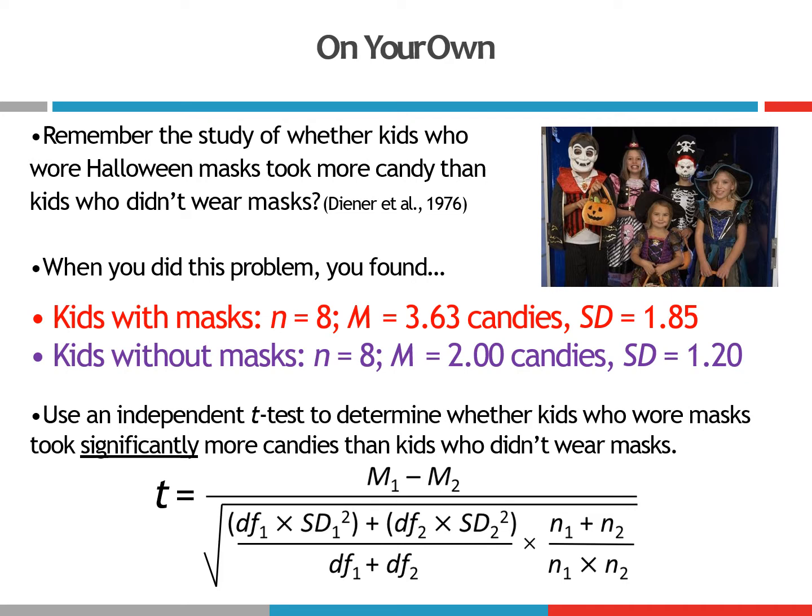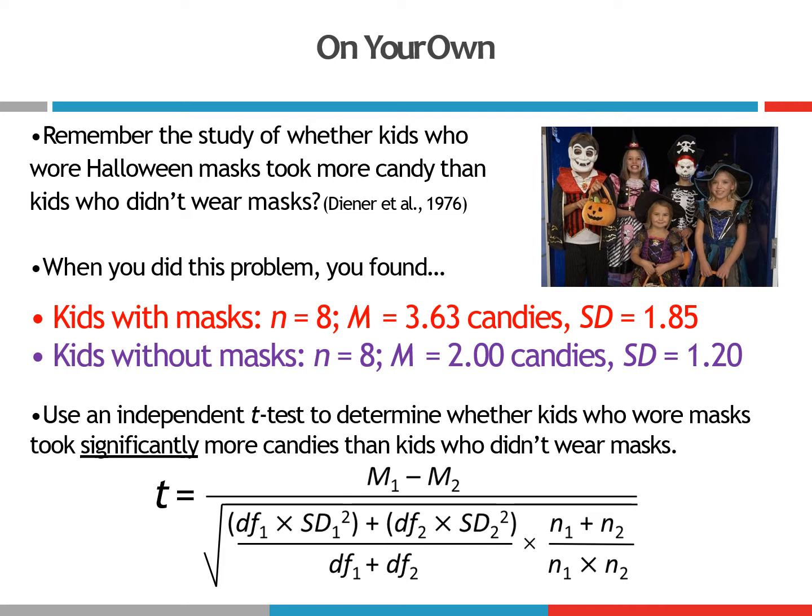Just to remind you of the components of the formula, up top we have our observed difference between our groups. So we have the mean of group 1, and whatever group you refer to as group 1 really doesn't matter. It could be kids with masks or kids without masks. We'll say kids with masks is group 1. So the difference between the sample mean for kids with masks minus the sample mean for kids without masks, that's what we're doing at the top of the fraction.